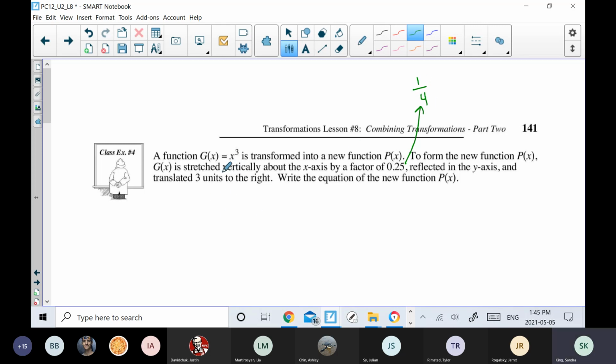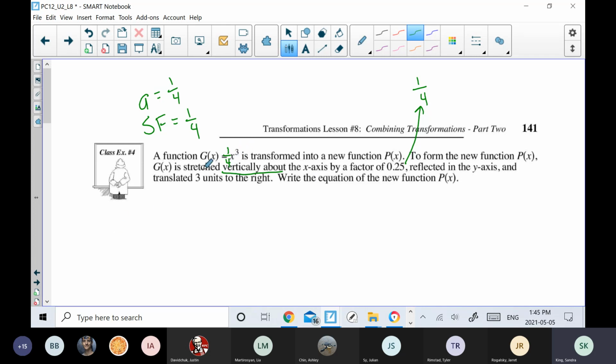So first thing I'm going to do is underline this vertical. I know that vertical stretch is an a value, right? The vertical stretch is an a value. If the stretch factor is equal to 1/4, the a value is 1/4. So I always find a is nice and easy. The replacement though, I need a 1/4 in front of this function. The function is x cubed.